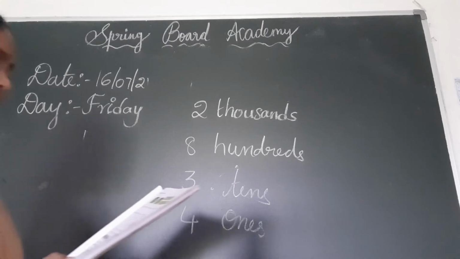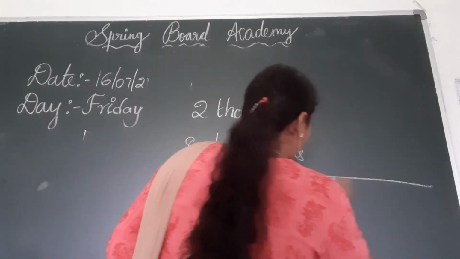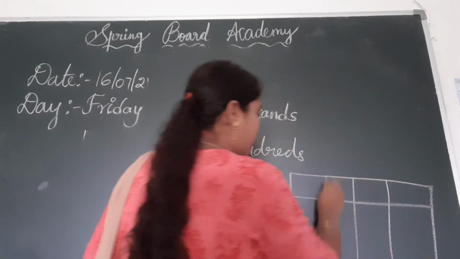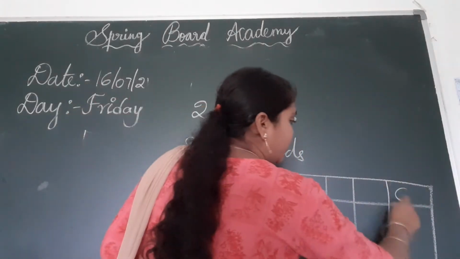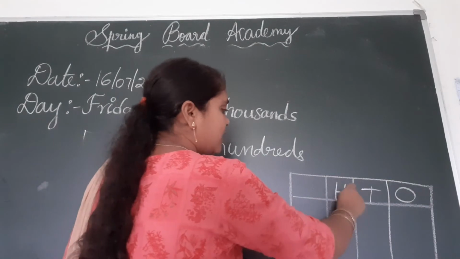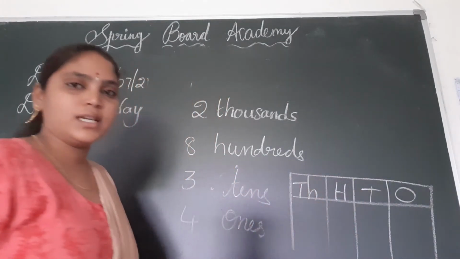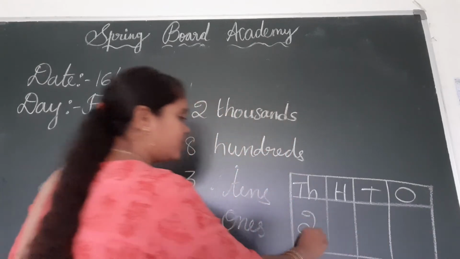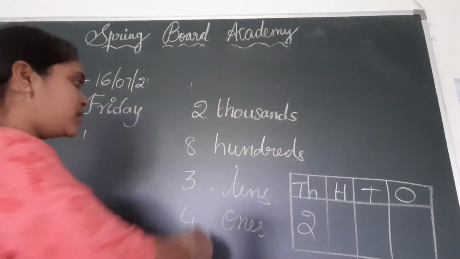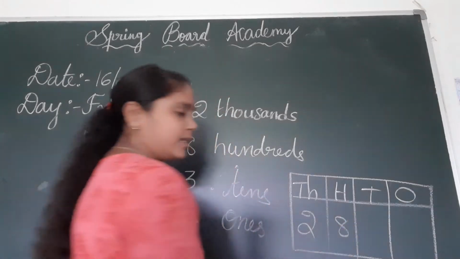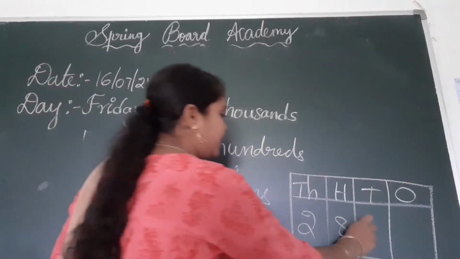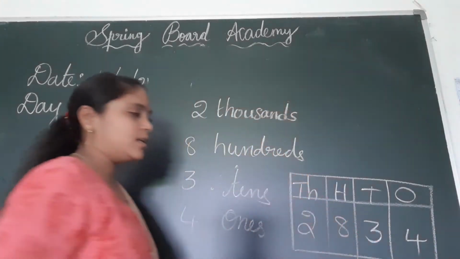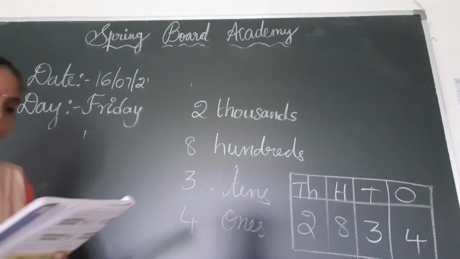So now we write this number on the place value chart. Write the places first: ones place, tens place, hundreds place, thousands place. How many thousands are there, children? 2000, so write 2 in the thousands place. How many hundreds? 800. And how many tens? 3 tens. How many ones? 4 ones. So now everyone read this number, children.